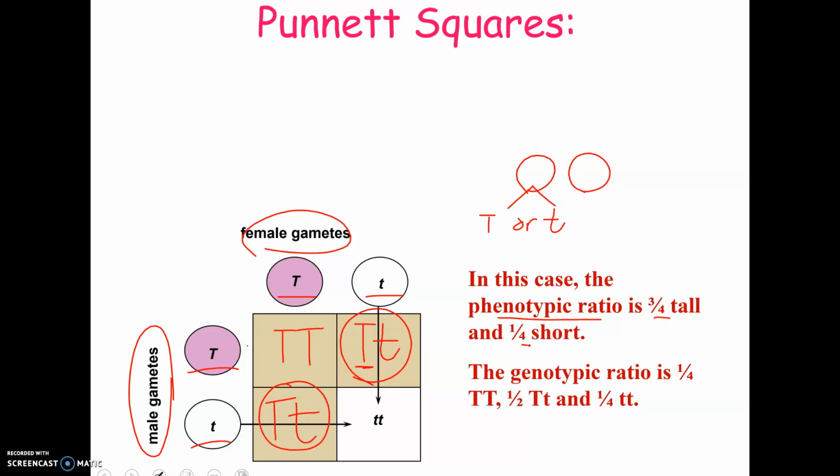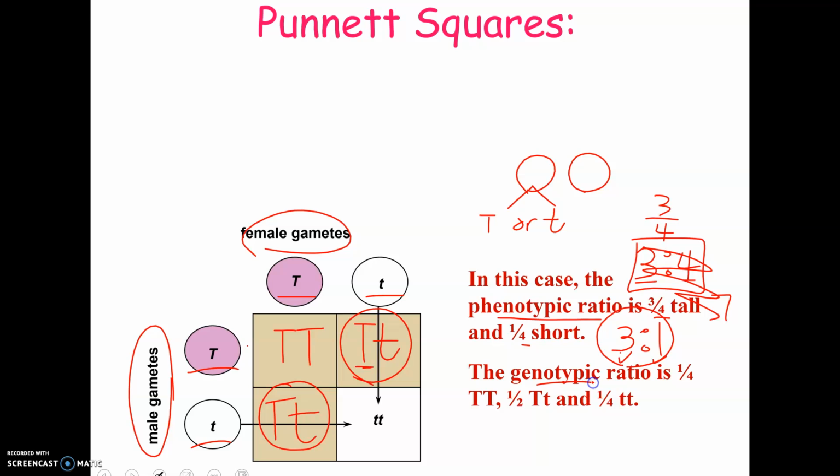Sometimes this is also written as percents, 75% tall, 25% short. Another way this could be written is a 3-to-1 ratio. That means out of 4 total, 3 tall, 1 short. Be really careful, because I notice sometimes students will write 3 to 4, thinking that means the same thing as 3/4. That's not what it means. In genetics, this means out of 7, you expected 3 tall, 4 short, which doesn't make any sense. You would write it like this: 3-to-1, 3 tall to 1 short.